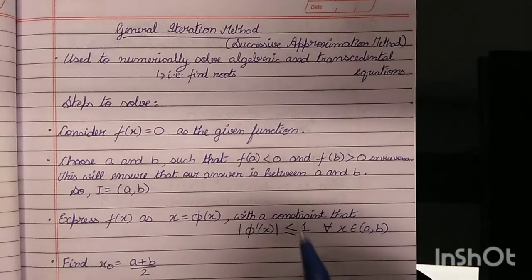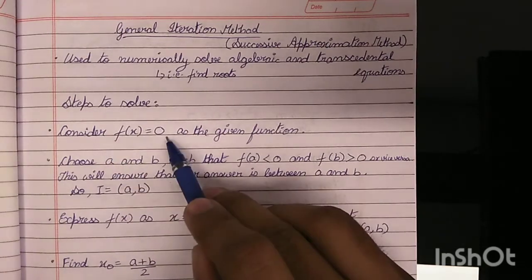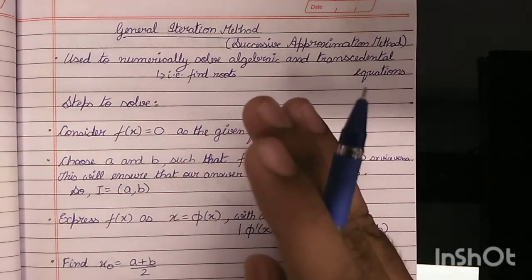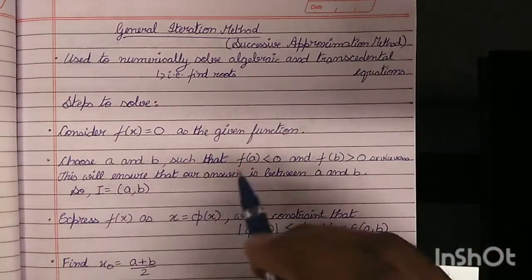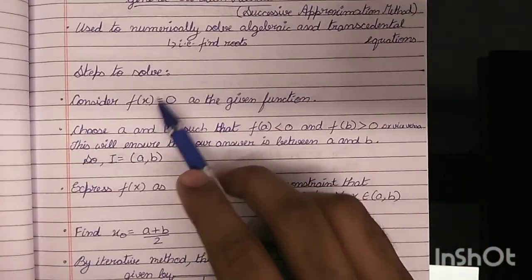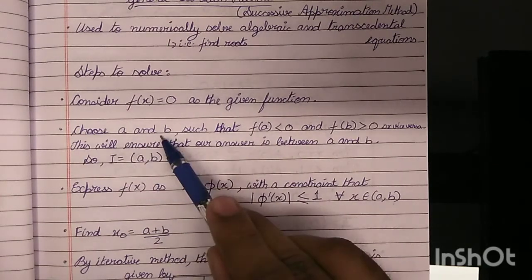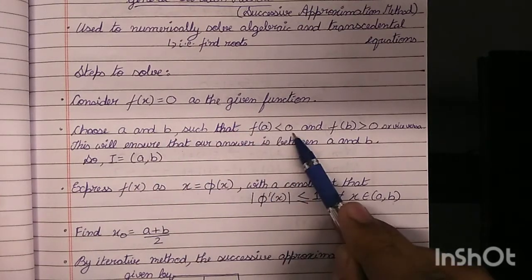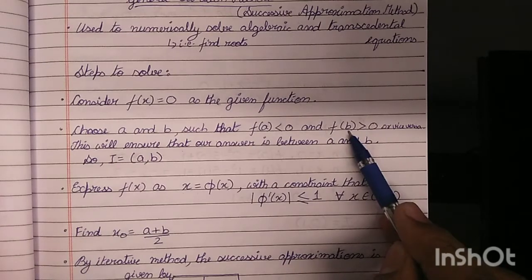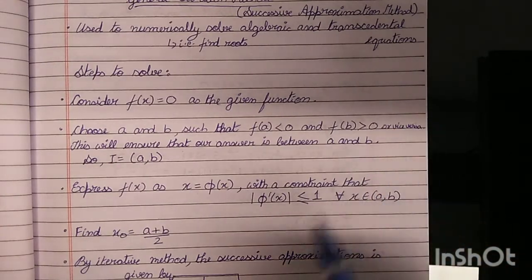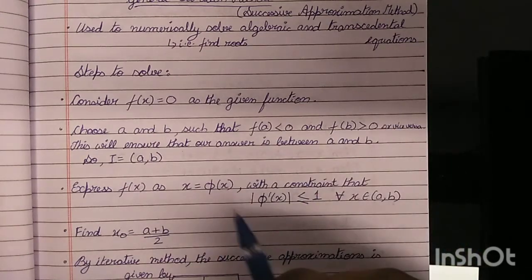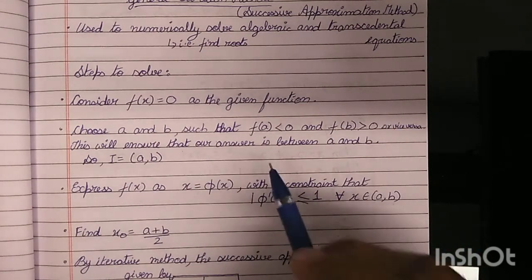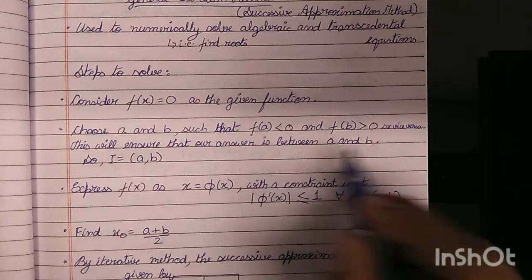First, we'll be given an equation and we have to express this equation in the form f of x is equal to 0, such that all parts of the equation are on one side and 0 is on the other side. Then using this f of x, we have to find two values a and b such that f of a is less than 0 and f of b is greater than 0 or vice versa, meaning that both f of a and f of b should have opposite signs. This will ensure that our answer, that is the root, lies between a and b.